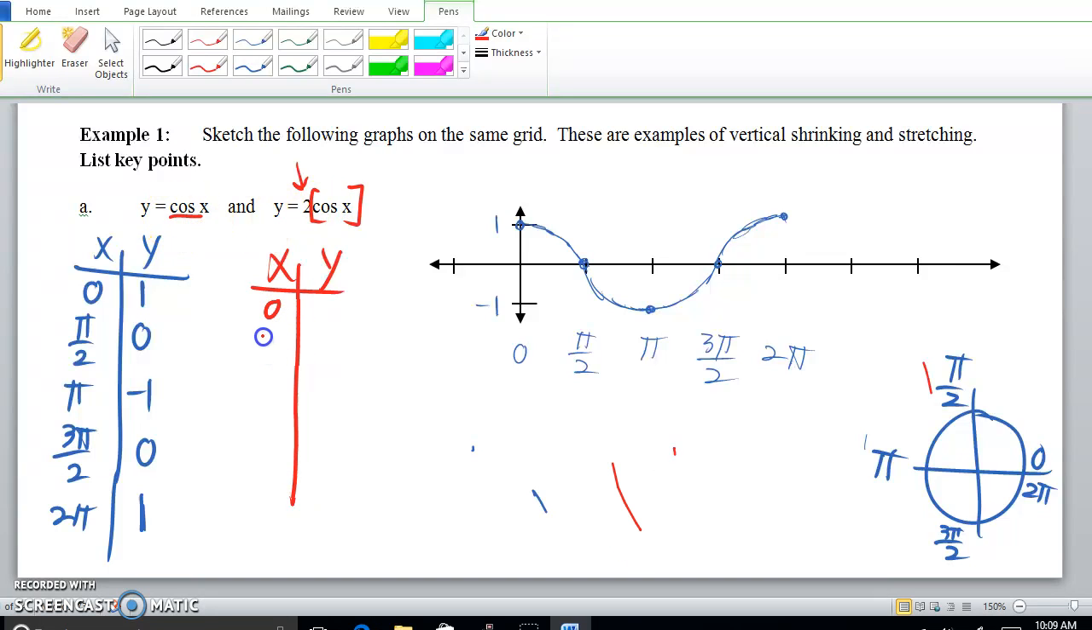So we're still going to plug in 0, pi over 2, pi, 3 pi over 2, and 2 pi. And the only thing is that when I plug it in, these results get doubled. So this becomes 2. When you double 0, that just stays 0, -2, 0, 2. And so let's go ahead and graph this one here. So let's see, I guess I need to adjust this a little bit. We're going to go a little bit higher up.